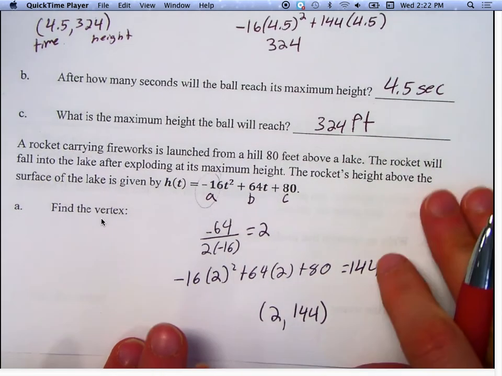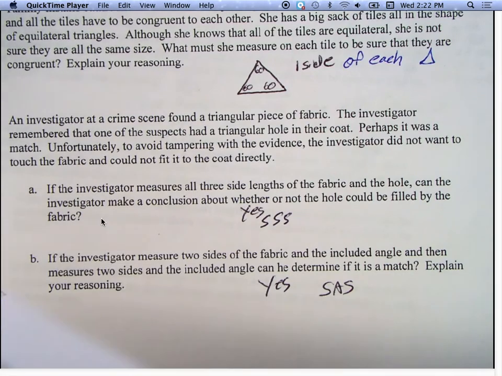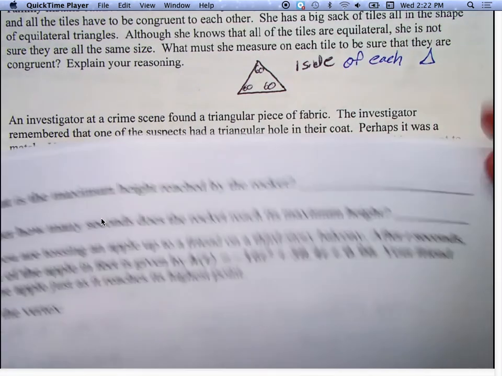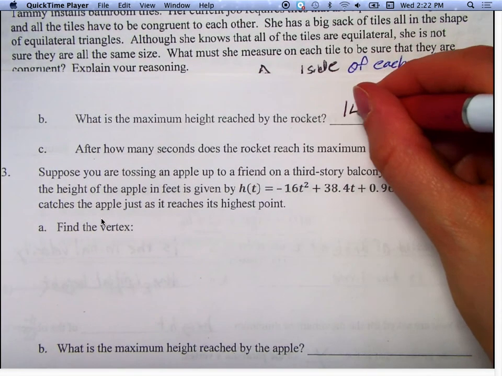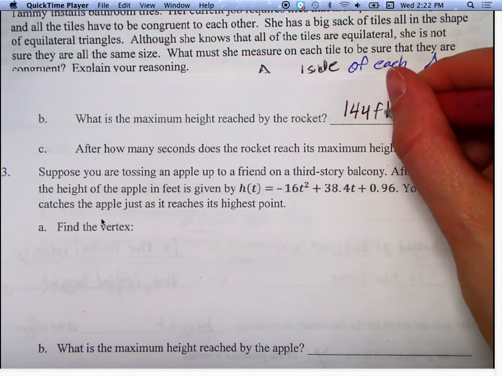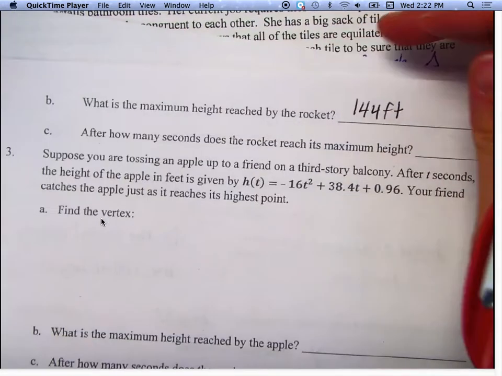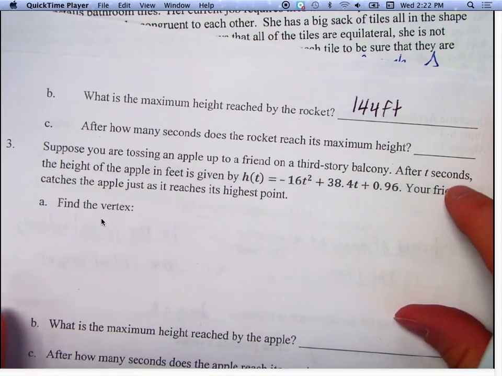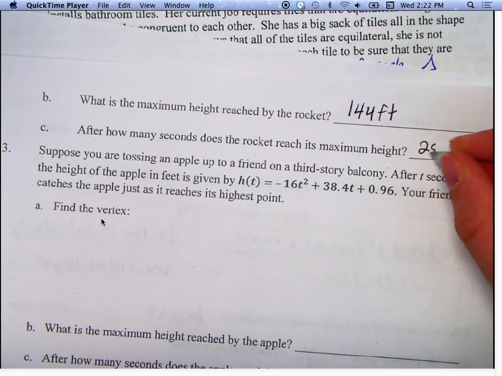Okay, let's turn the page over and answer the question. 2, 144. What is the maximum height my rocket reached? 144 feet, right? Because it says feet. How many seconds does the rocket take to reach its maximum height? 2 seconds. That's fast.